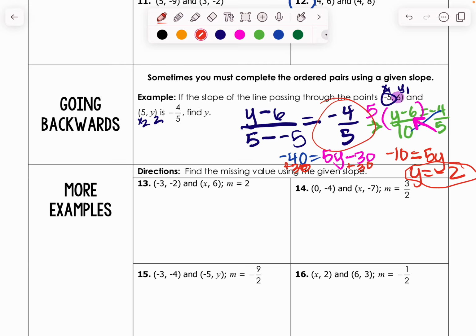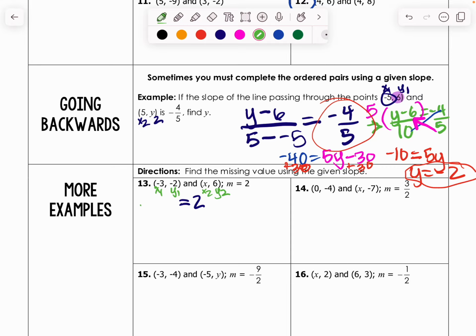So let's do a couple together, and then I'll have you do a couple on your own. Okay, so next one, slope is 2. So this is going to equal 2. x1, y1, x2, y2. If you label that, you're not going to get them confused. I understand that that can be tedious and you may want to skip it, but until you get really good at solving these, please label them.